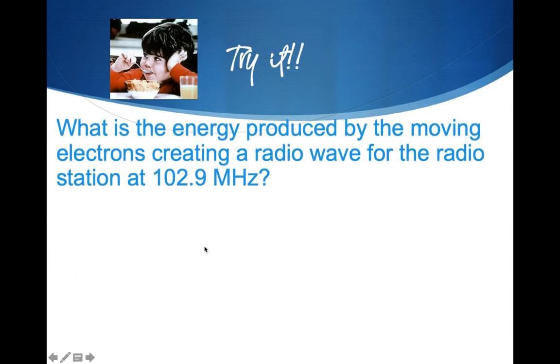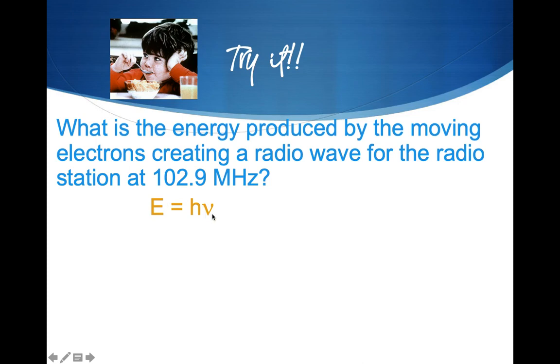Let's try this. What if I said, what is the energy produced by the moving electrons creating a radio wave for the radio station at 102.9 megahertz? Now, this is real stuff. You might have heard that if there's energy moving, that can change your cells, and that's dangerous. We got to be careful with that energy. Well, let's figure out how much energy is actually produced by radio waves. This is a radio station that we happen to have here in Minnesota. 102.9 megahertz is how that's measured. Let's try it. We just learned that E equals hv.